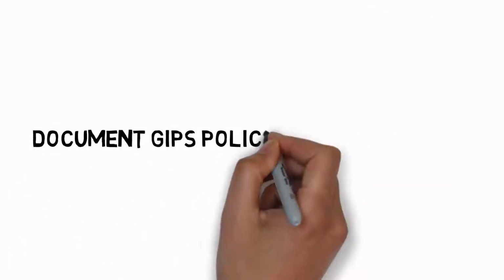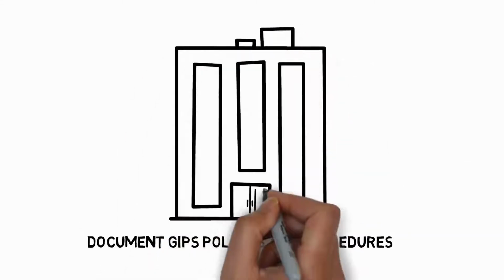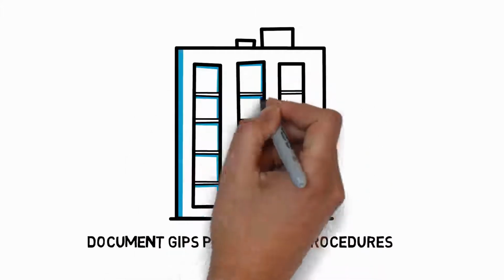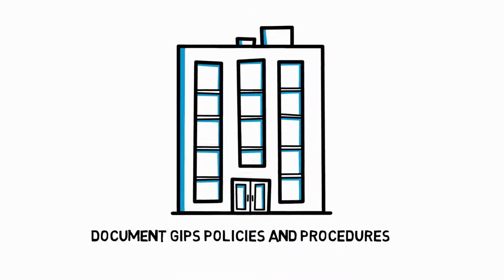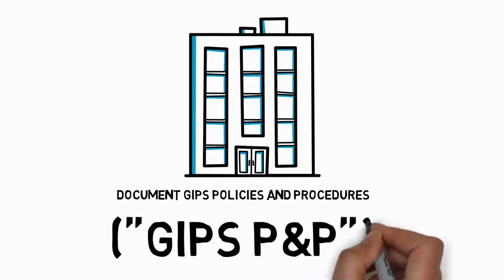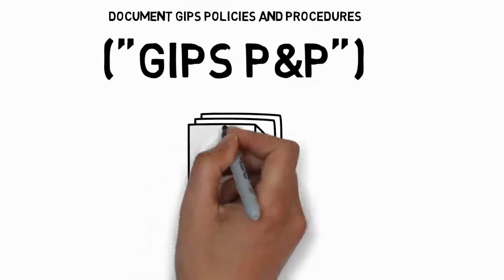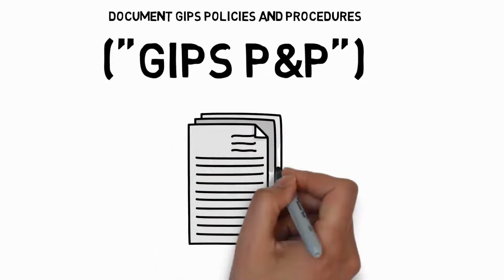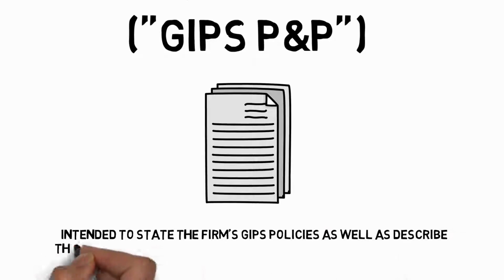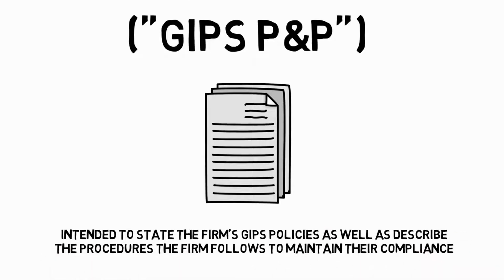Document GIPS policies and procedures. Firms are required to document how they comply with the GIPS requirements, as well as any recommendations that the firm chooses to follow, in a document known as the firm's GIPS Policies and Procedures, or GIPS P&P. This document acts as the firm's internal representation of their GIPS compliance, and is intended to state the firm's GIPS policies, as well as describe the procedures the firm follows to maintain their compliance.